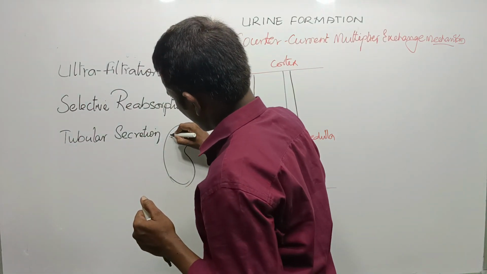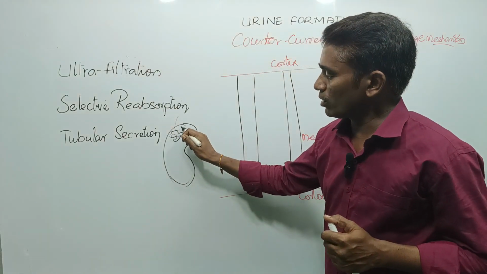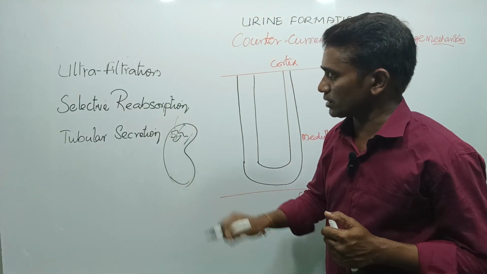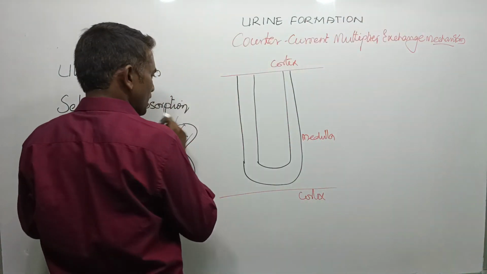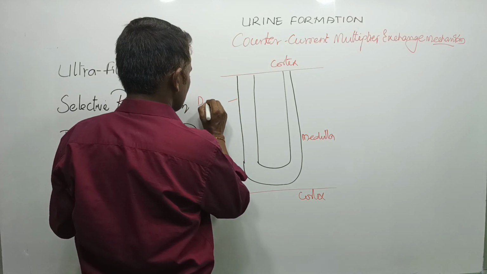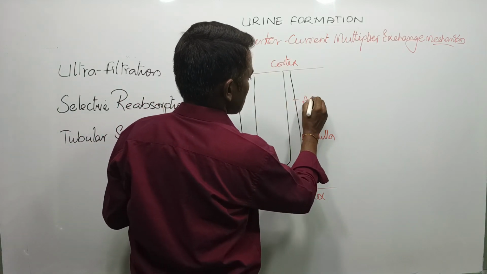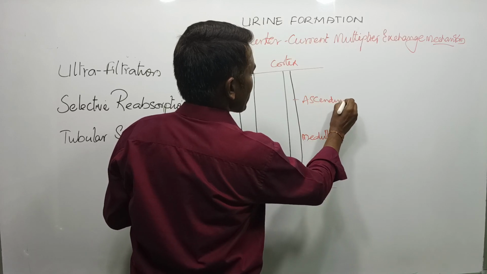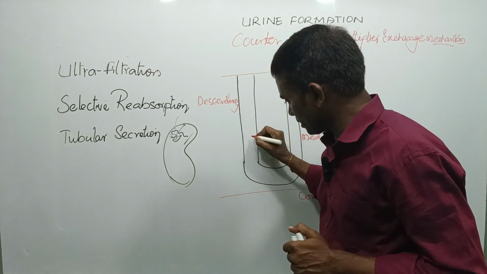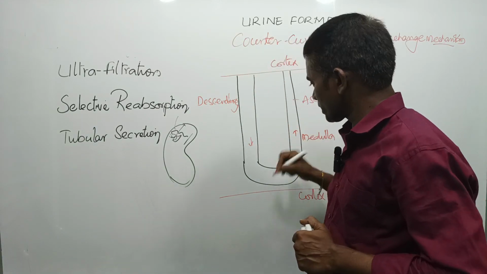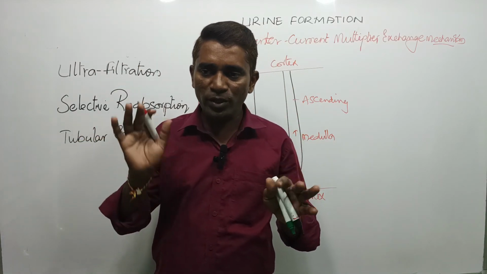This will be like this, the nephron. Cortex, medulla region, again cortical region. So the strategic arrangement of the descending loop, this is the descending loop, this one is the ascending loop. As a result of the fluid movement in opposite direction, this creates a counter current. This ultimately will result in concentration of the urine itself.